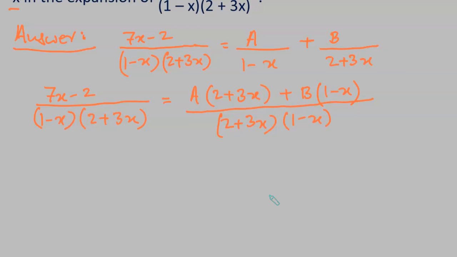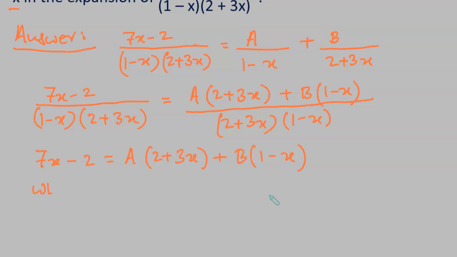And then we multiply the entire equation by 1 minus x times 2 plus 3x so that the denominators get cancelled. And after multiplication, we will be having 7x minus 2 is equal to a times 2 plus 3x plus b times 1 minus x. And we have to get the values of a and b.